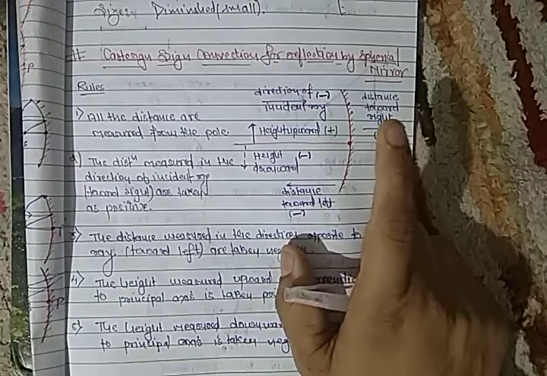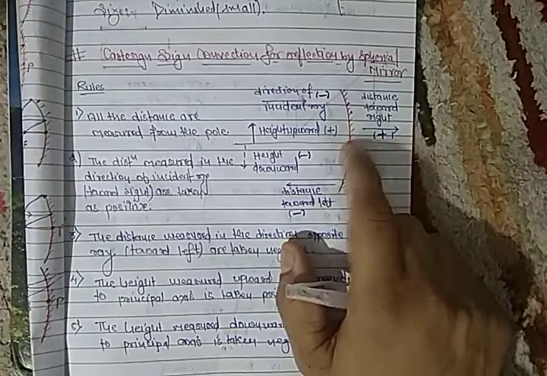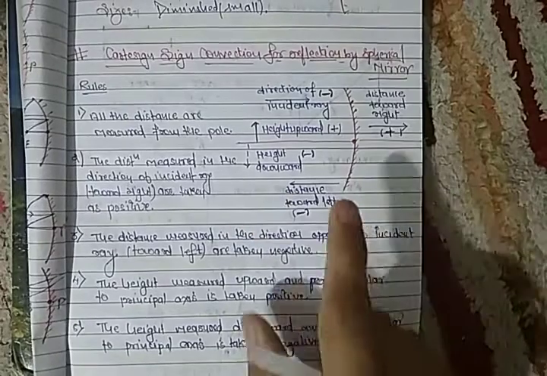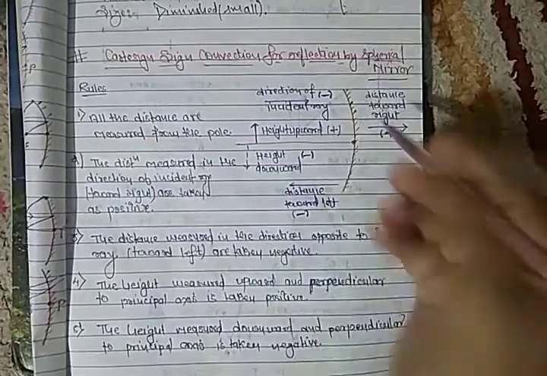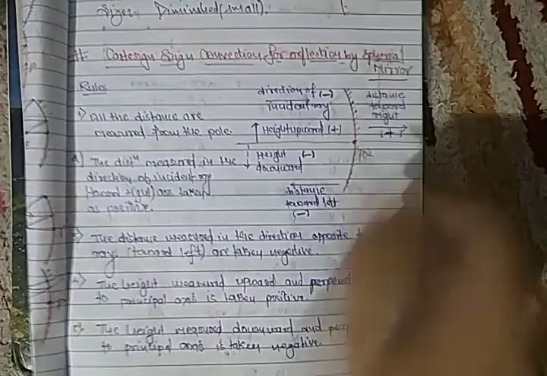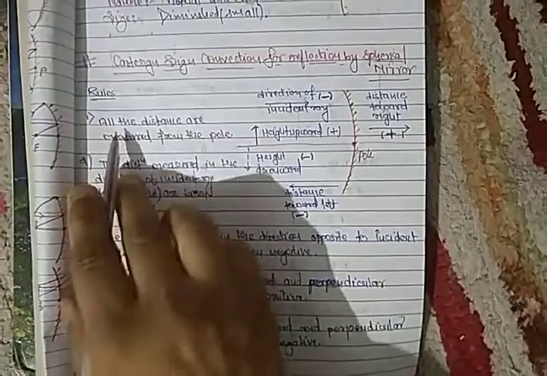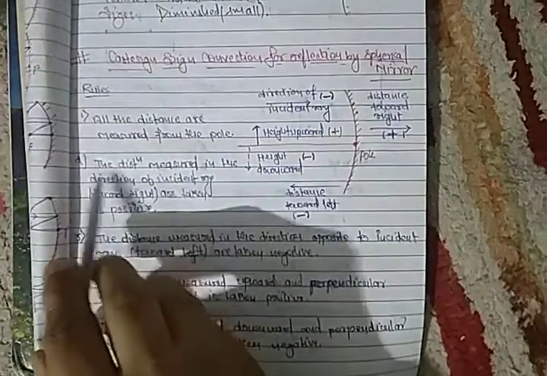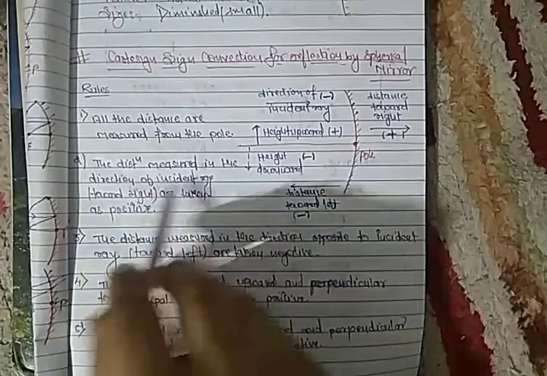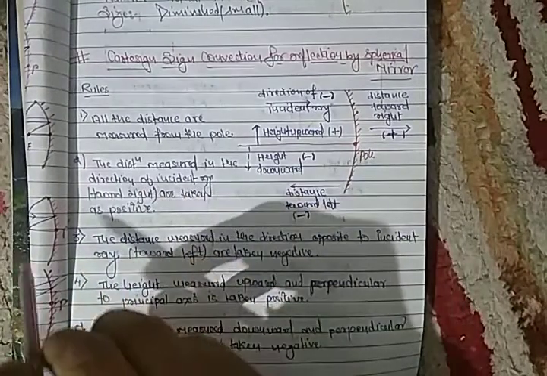This is the origin. All the distances are calculated from the origin. So similarly, in a convex or concave mirror or any spherical mirror, all the distances are measured from the pole, because the pole is behaving as an origin. So what is the first one? All the distances are measured from the pole. Okay, now what is the second one? The distances measured in the direction of the incident ray are taken positive.